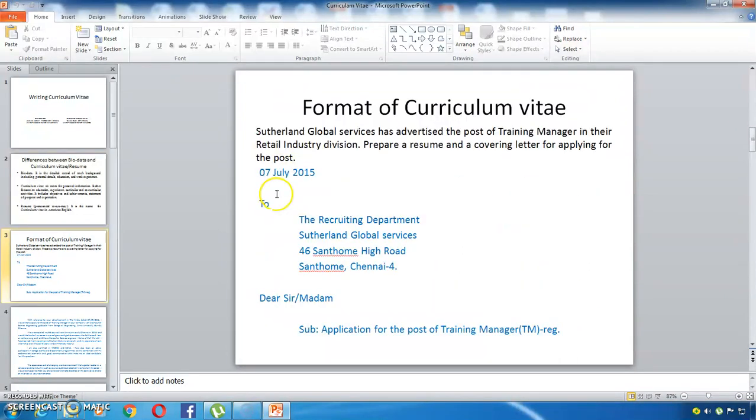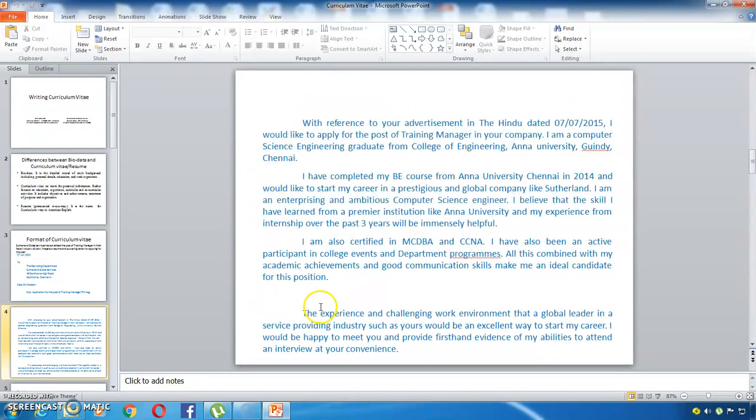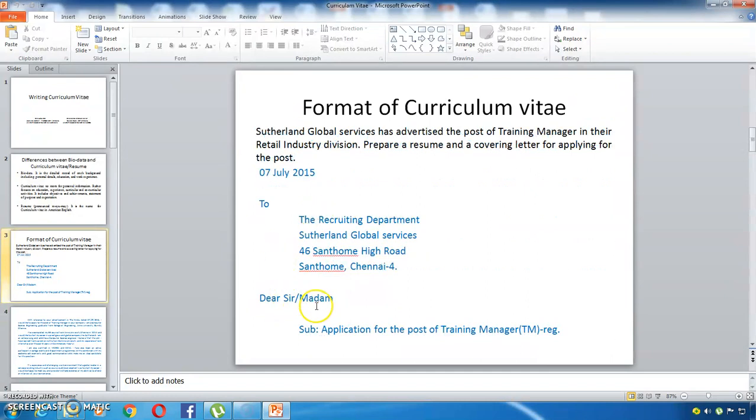So, place and date here. To address, normally the recruiting department or the HR is receiving those kinds of applications. So, the address may be like this, the recruiting department, global services, like this. And then this one, dear sir. You may start with sir and madam because you do not know who is going to receive that. So, you may write dear sir / madam.